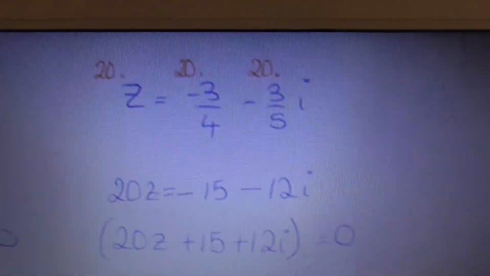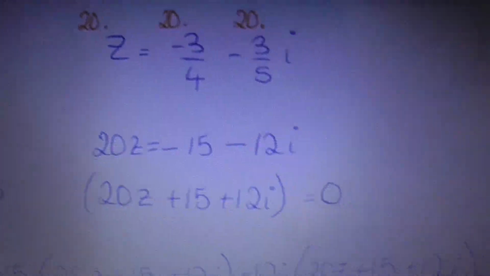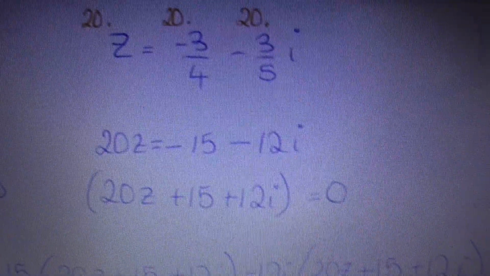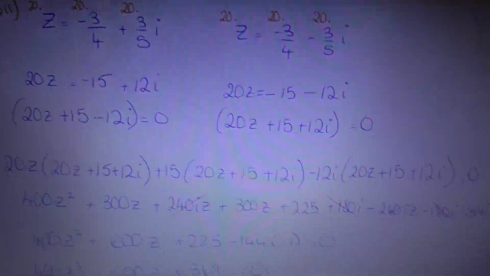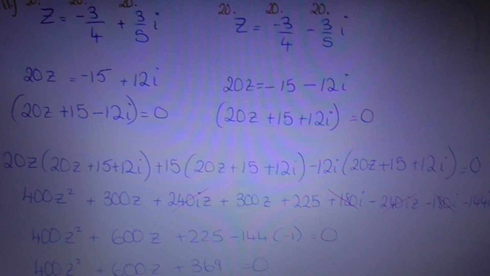Multiply across by 20, tidy it up. Bring everything over to the left-hand side, and you get 20z plus 15 plus 12i is equal to 0. You're now splitting the brackets and multiplying those two factors together.